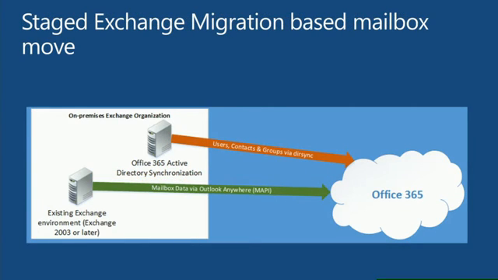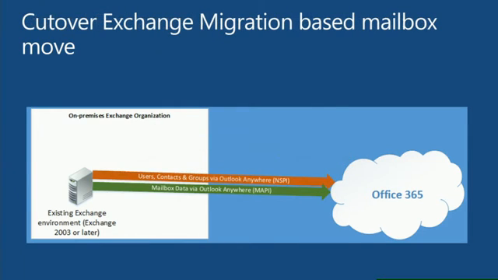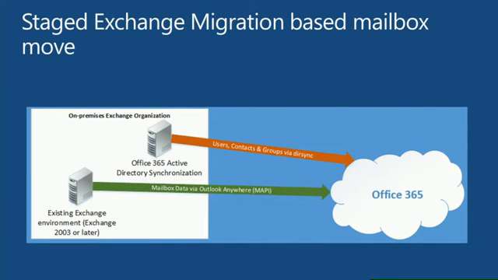Now, if we take a look at staged, it's the same process. We're just layering on top of that tool directory sync. So instead of the migration engine pulling all the users, contacts, and groups across, if you deploy Active Directory synchronization, we leave that job to the DirSync appliance to take those objects across and keep them up to date. And it does that on a 3-hour schedule. But we still use Outlook Anywhere to access the mailbox data.